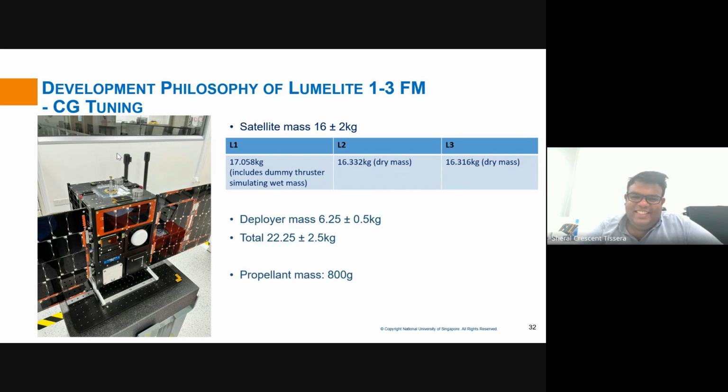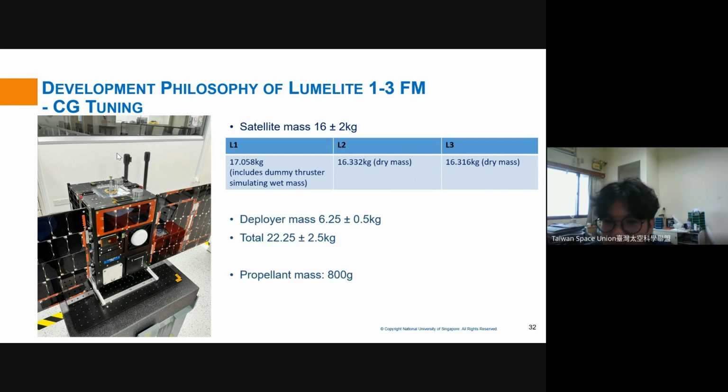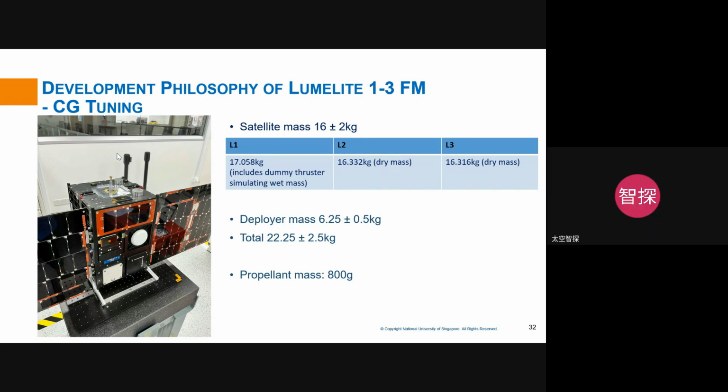So is that okay for 太空自探? Is Professor Tissera's answer okay? I think it's good. Okay. Professor Tissera, thank you for the detailed answer.